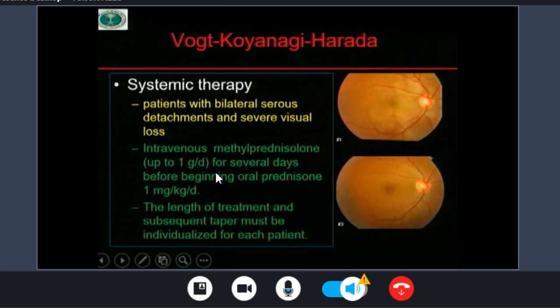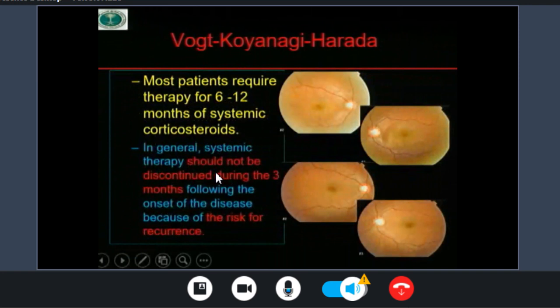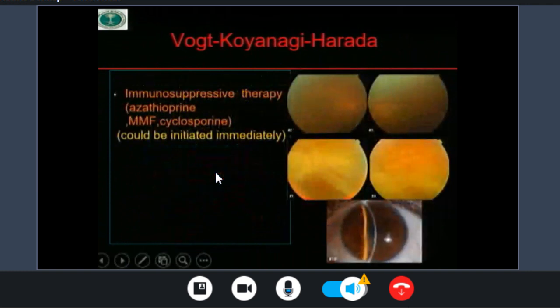Systemic treatment of this patient usually depends on the stage of the disease. In the acute stage of exudative retinal detachment, the treatment is usually steroid, and the protocol is to start with intravenous methylprednisolone followed by oral steroids. This needs to be extended beyond 6 months of treatment, and tapering the steroid quickly in this patient might be associated with increased recurrence of anterior uveitis.